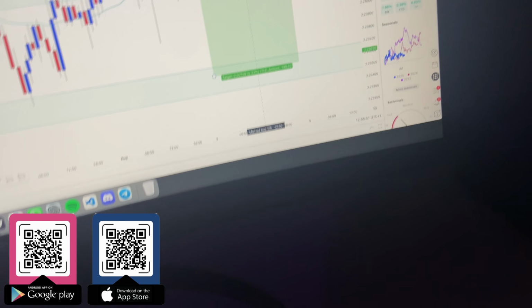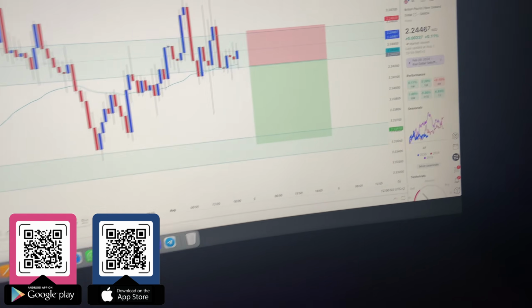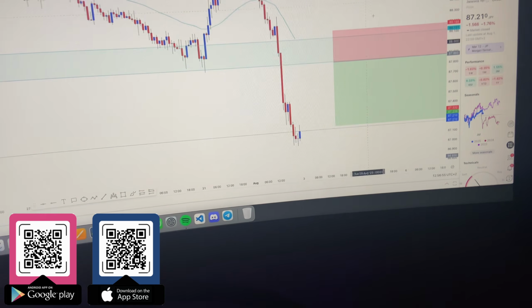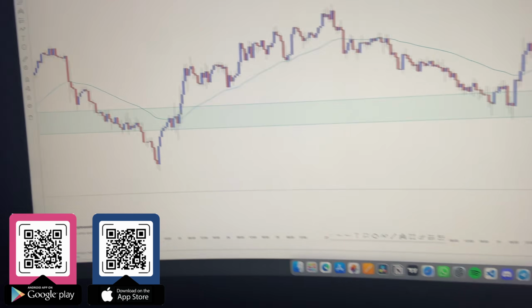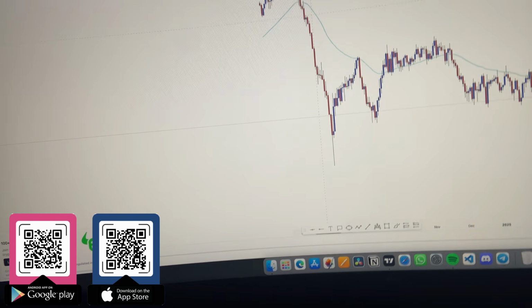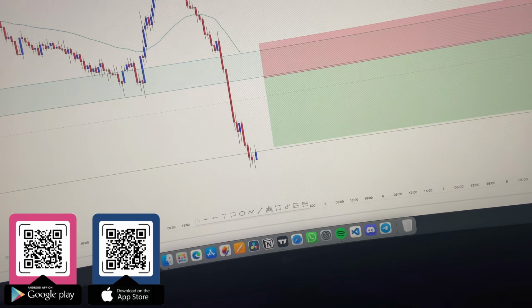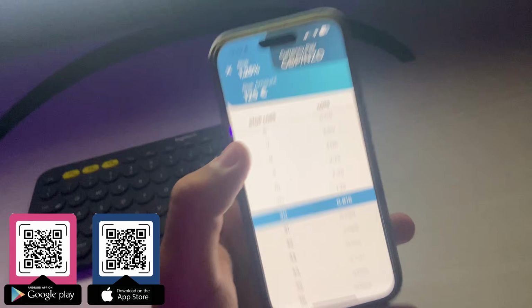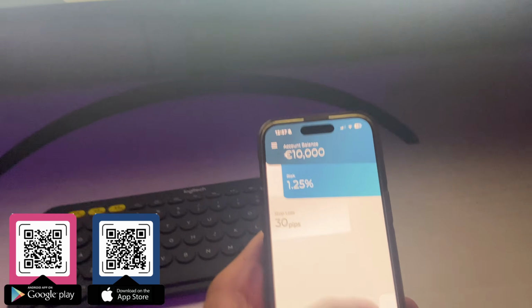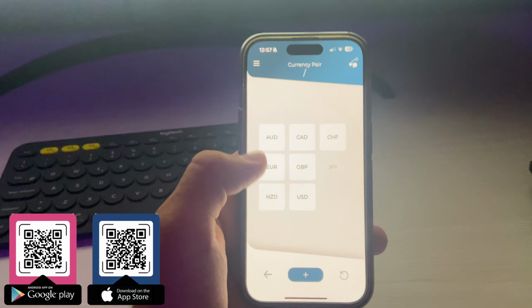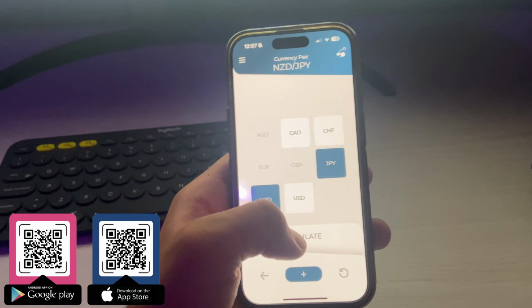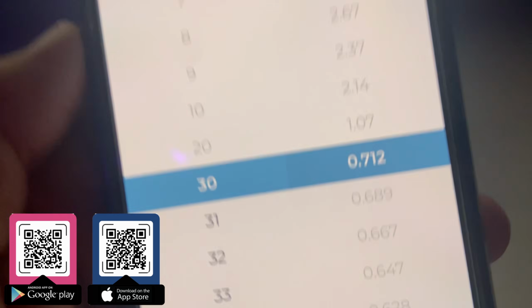And now let's see, guys, another example, because it's so easy and so fast. Now let's see NZD JPY, which is my second favorite pair because of these daily head and shoulders. So let's see, the stop loss I believe will be 30 pips as well. So STINU app, we go back, we are still at 30 pips, we simply go here, NZD JPY, calculate, 0.7 lots. It's so easy, guys.